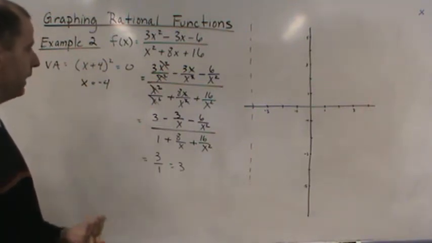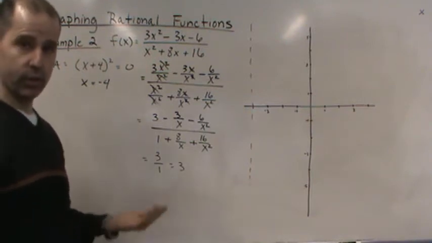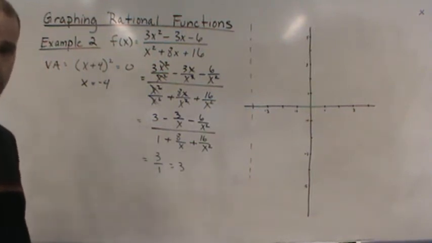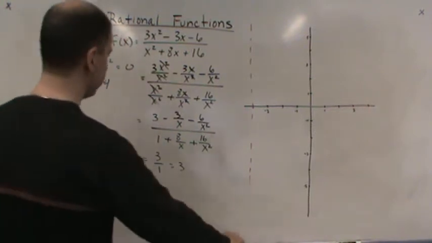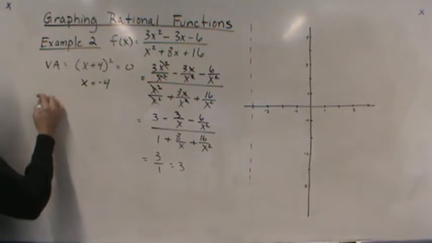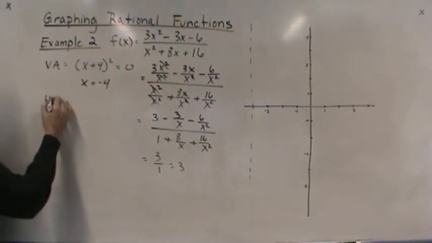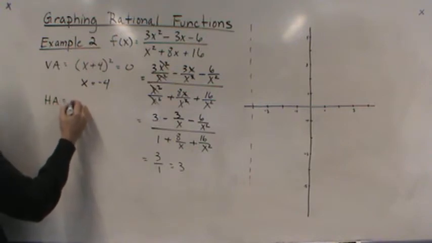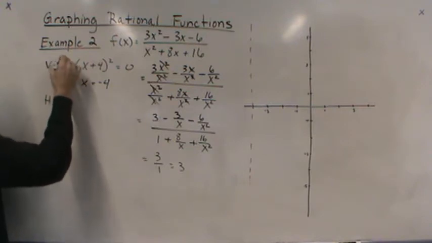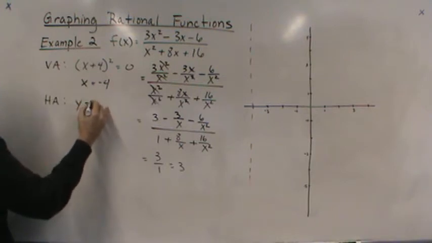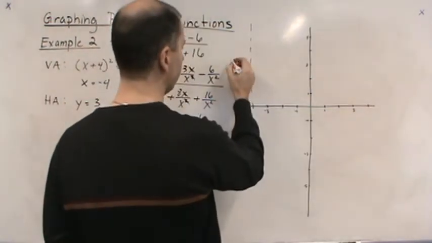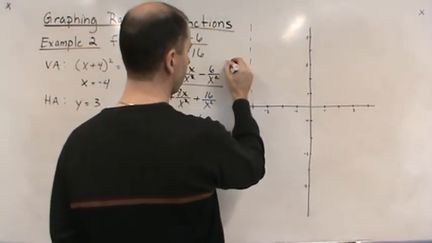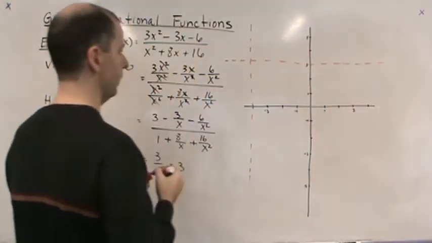So to find the horizontal asymptote, you would divide the top and the bottom by the largest power of x that's in the denominator. And in this case here, it just turns out to be 3. So now we've got a horizontal asymptote at y equals 3. So let's put that on here.